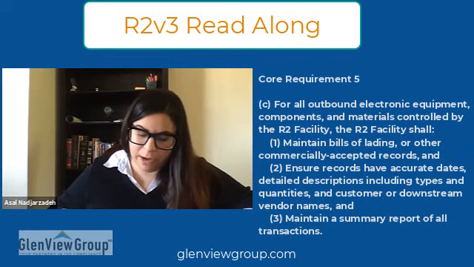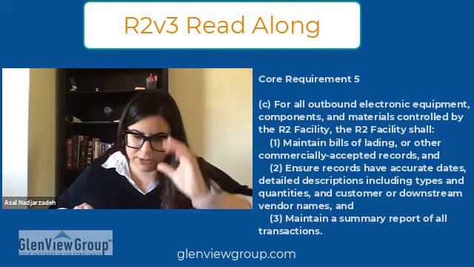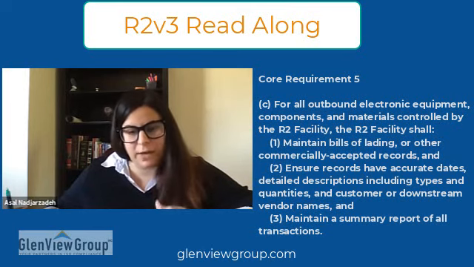So for all outbound electronic equipment, components, and materials controlled by the R2 facility, the R2 facility shall: 1, maintain bills of lading or other commercially accepted records; 2, ensure records have accurate dates, detailed description, including types and quantities, and customer or downstream vendor names; and 3, maintain a summary report of all transactions. So very similar to subsection A, which was the requirements for inbound components.